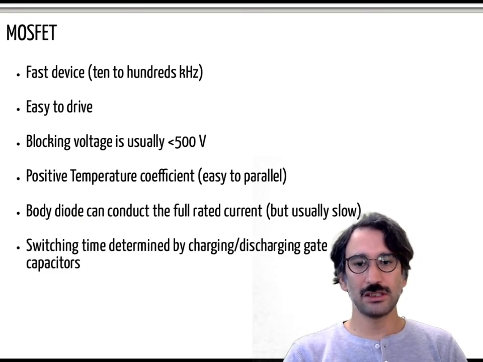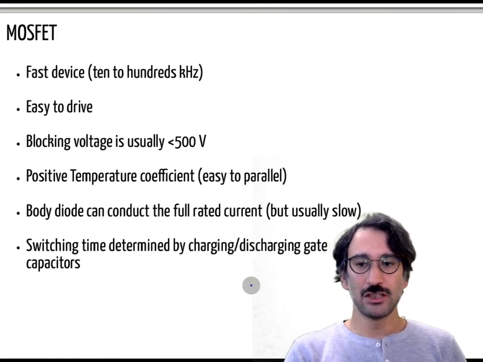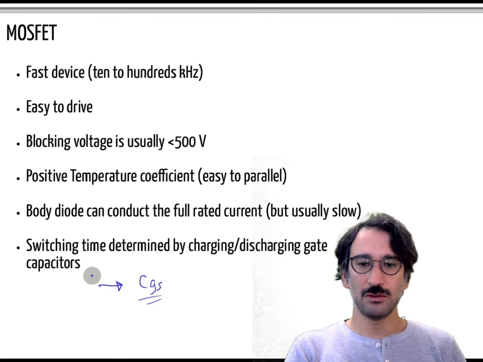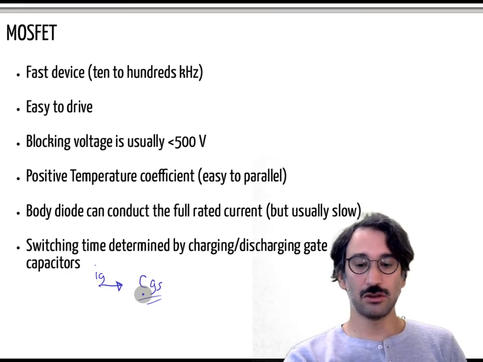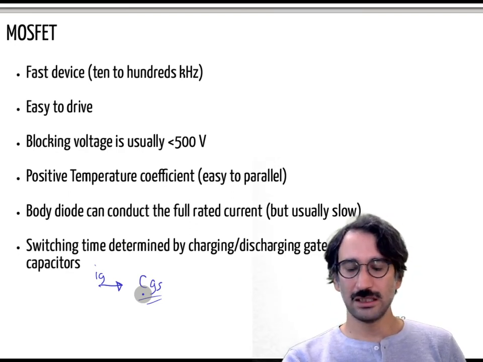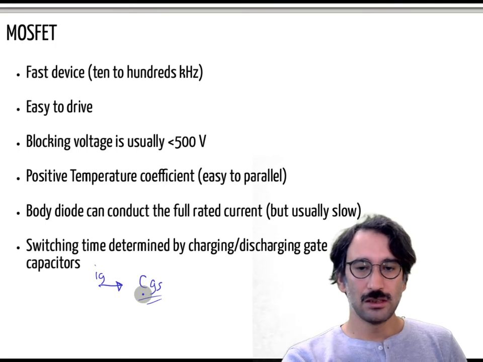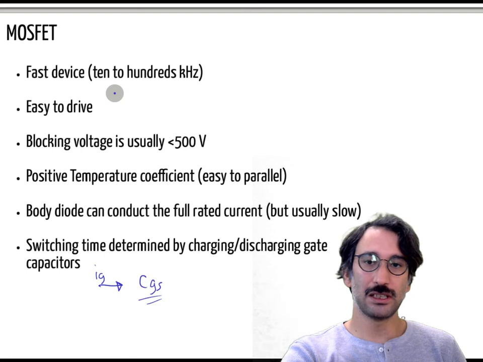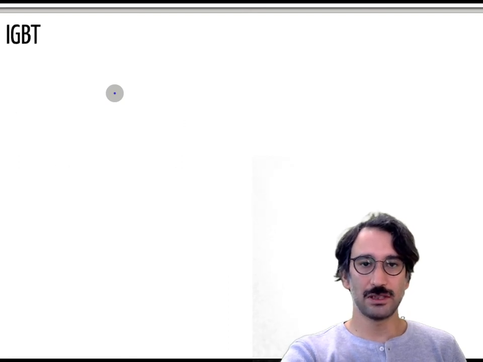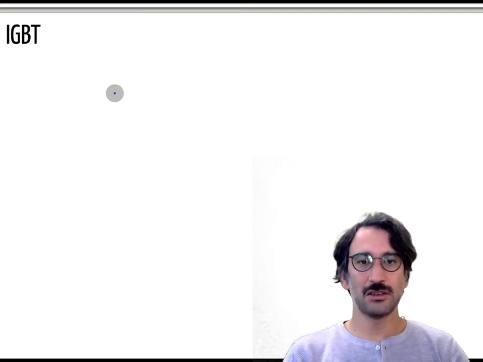Okay, so switching time is determined by charging and discharging gate capacitors. So you have the CGS, and there is charge that needs to be given. Depending on how much gate current your driver is giving, you can change the turn on or turn off time. But again, it is quite a fast device, so it will be applied for tens to hundreds of kilohertz for switching frequencies. So let's move on to our next device.